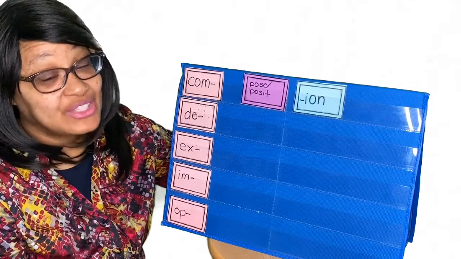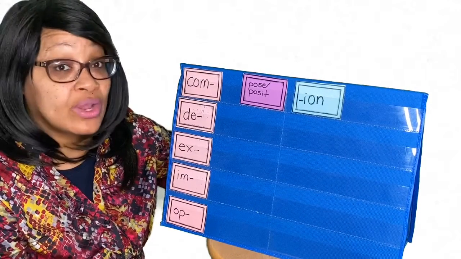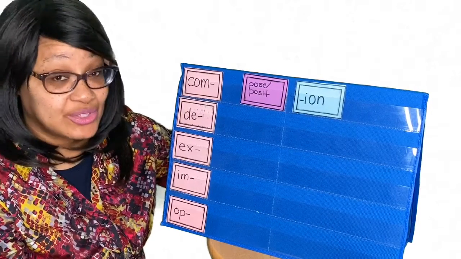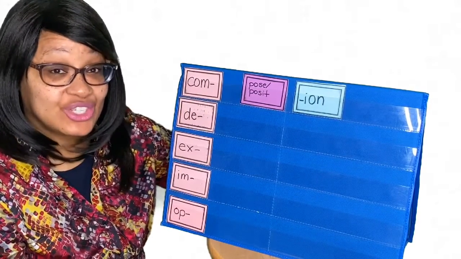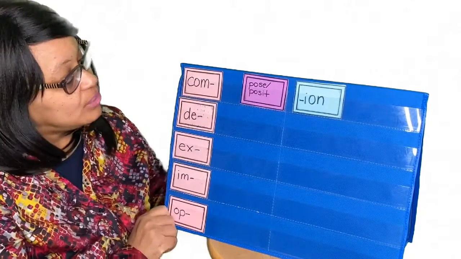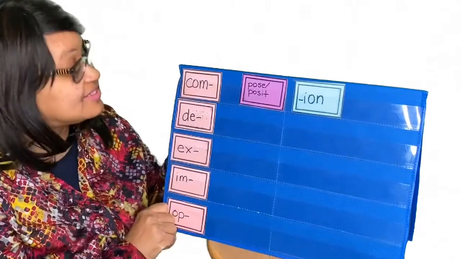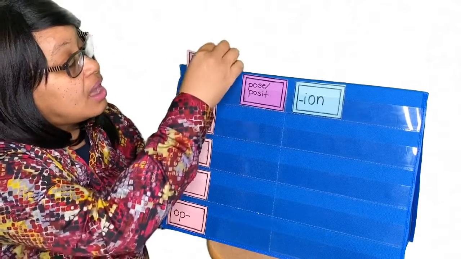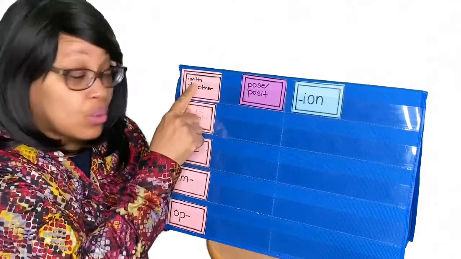And welcome back to the Word Conscious Classroom, where we are consciously and deliberately building our students' vocabulary knowledge and word consciousness. Today we are working with the following prefixes. We have the prefix com. Com means with or together.